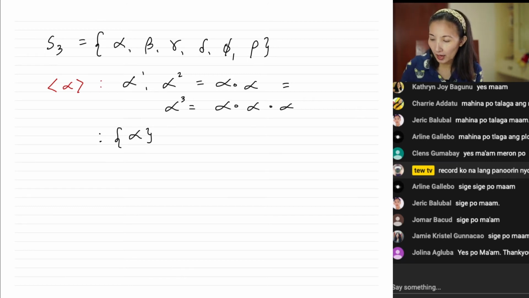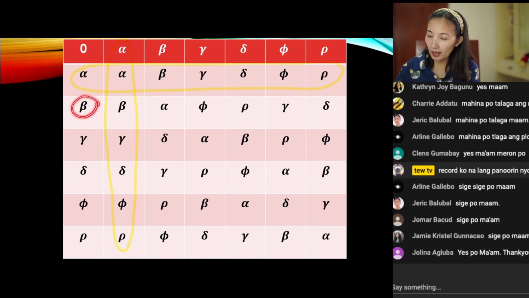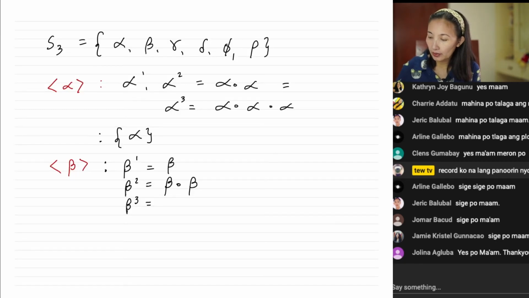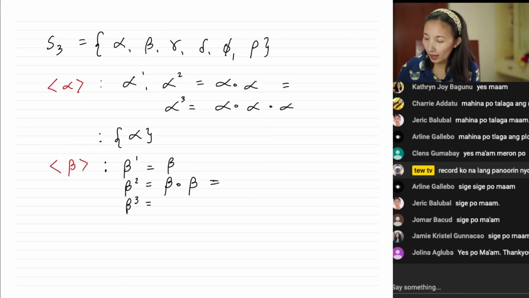Next, how about beta? For beta, what is beta raised to 1, beta raised to 2, beta raised to 3, and so on? Beta raised to 1 is simply beta. Beta squared means beta circle beta. Looking into the table, beta circle beta is alpha. So our answer here, once more, beta circle beta equals alpha.